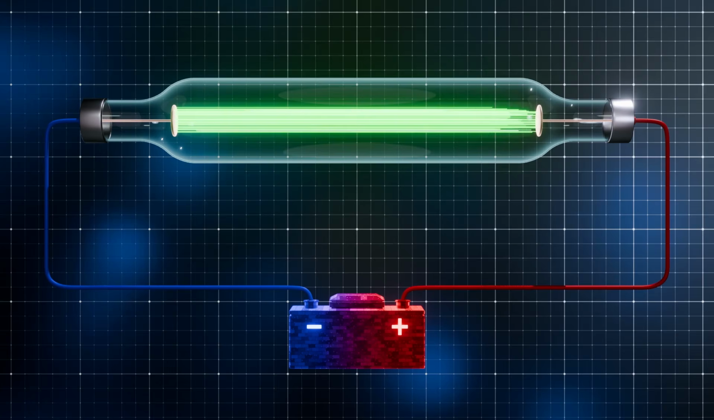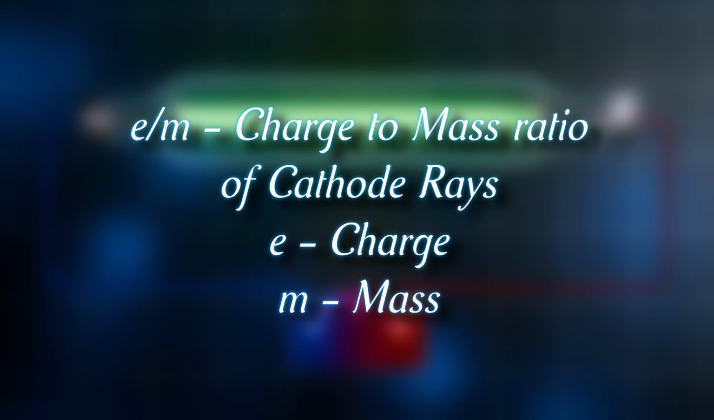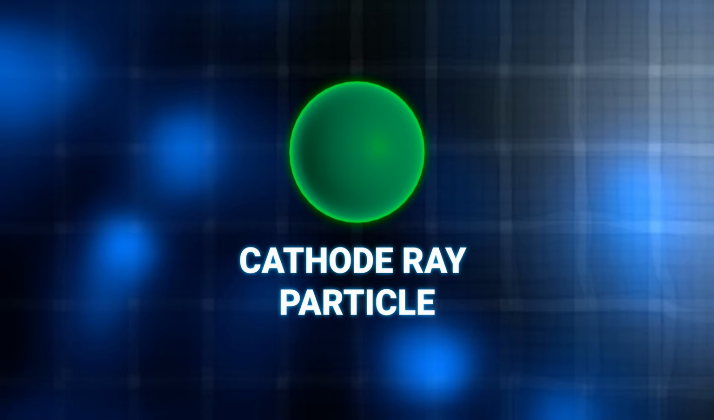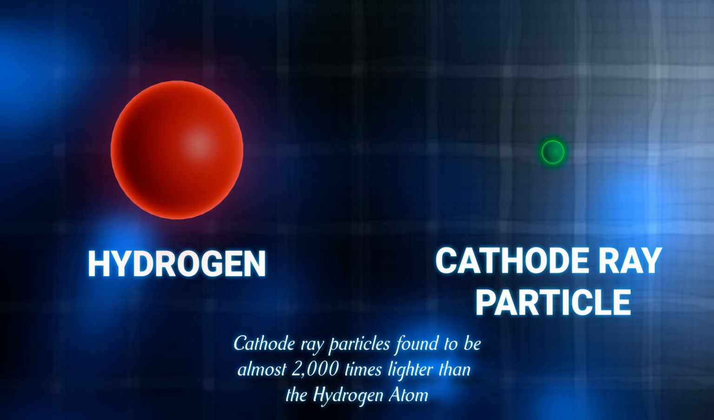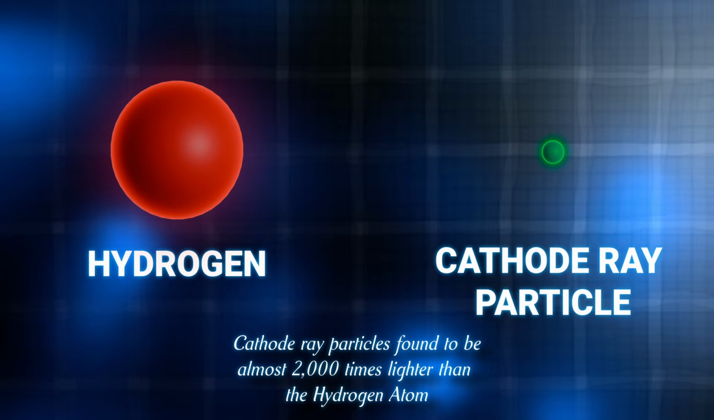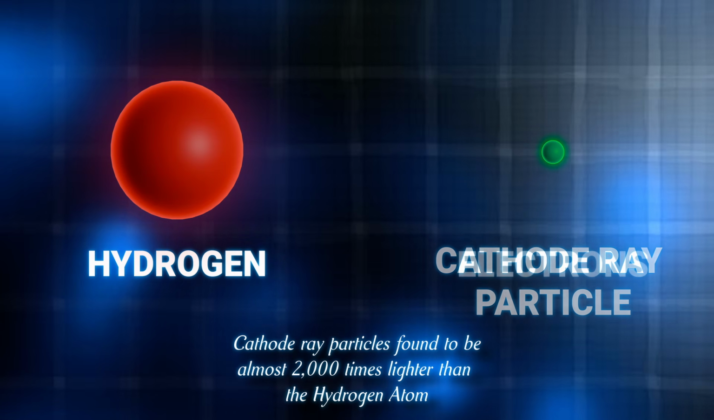In the cathode ray tube experiment, Thomson, using a physics math technique, discovered that these particles were almost 2,000 times lighter than hydrogen atoms. This proved that there existed a tiny negatively charged particle much smaller than the hydrogen atom. These particles were later named as electrons.